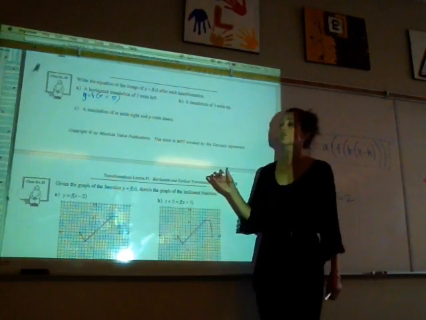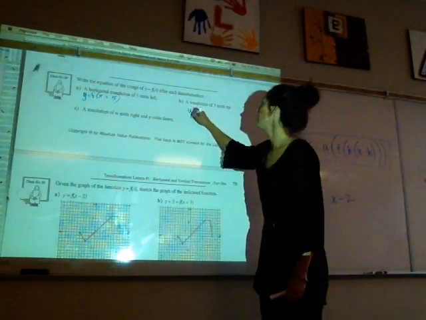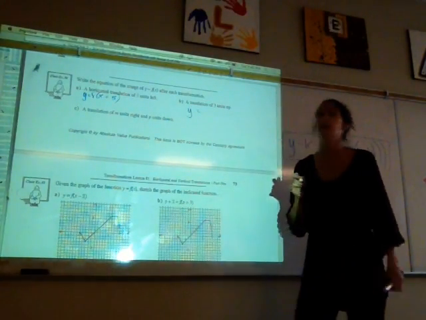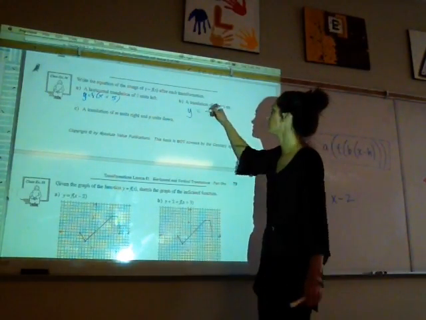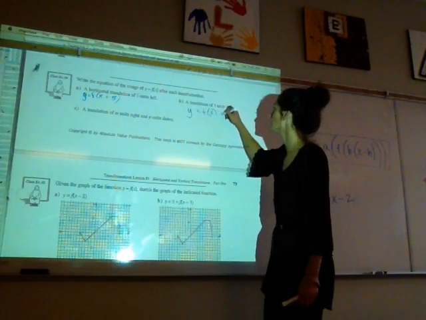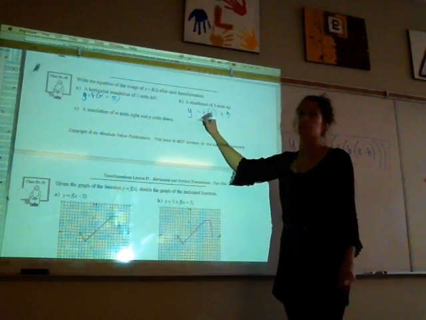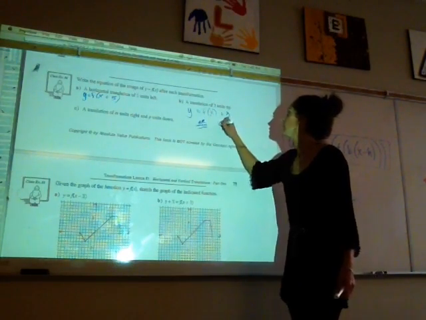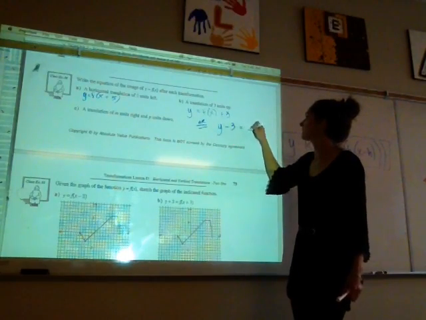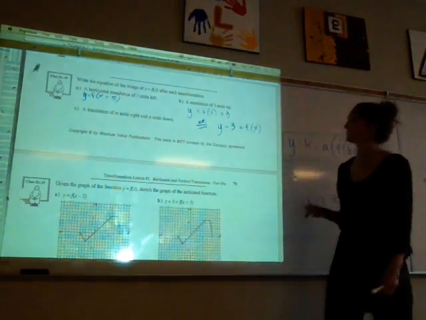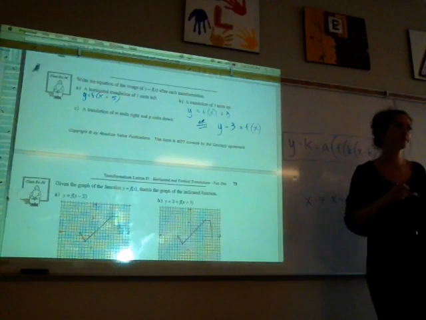Part B, in function notation again, we're moving 3 units up, so y would be equal to f of x plus 3, or this is another way you could write it, y minus 3 equals f of x. Both are correct.